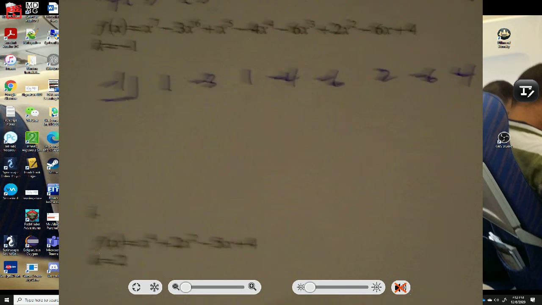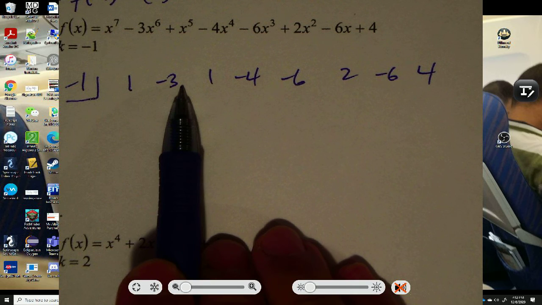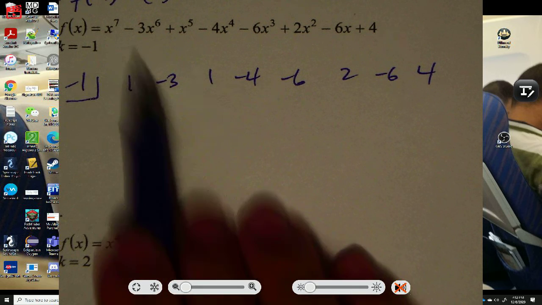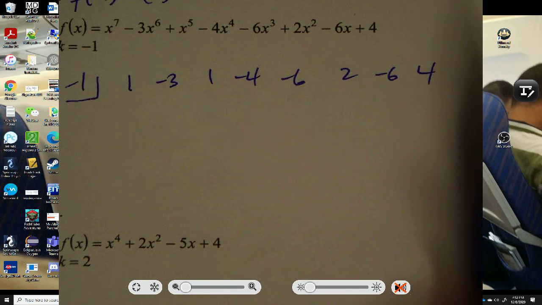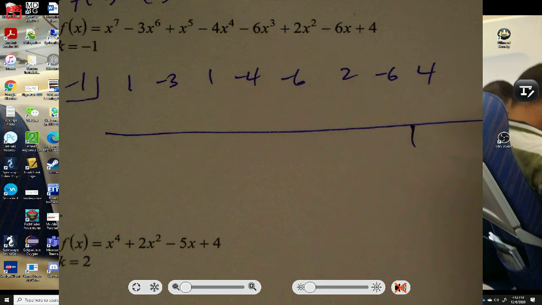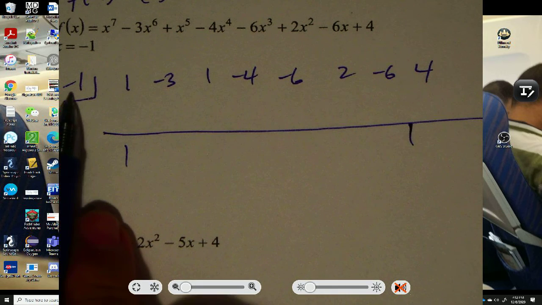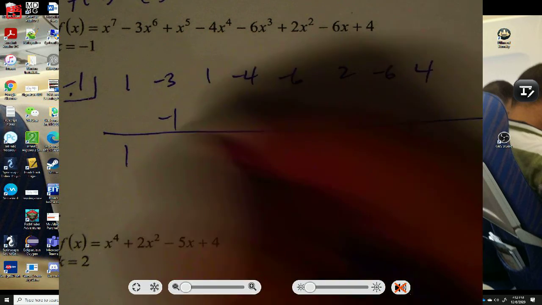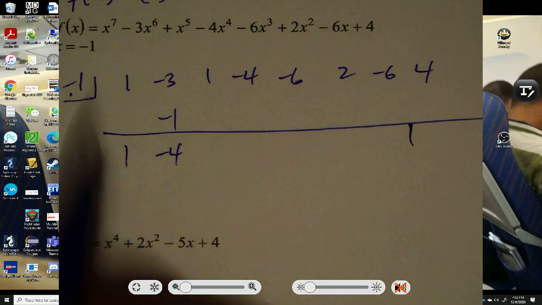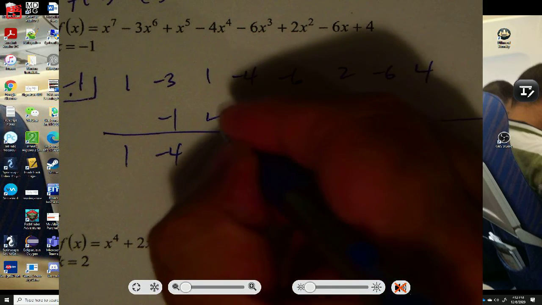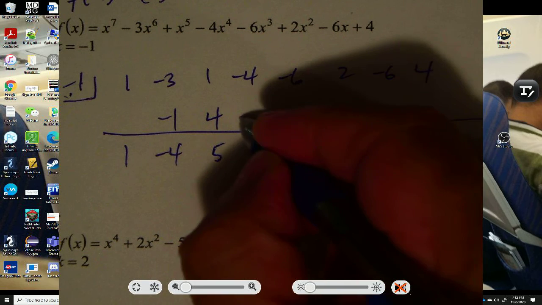Let me double check that I got the numbers correct, because if we remember, the most common error for these is actually copying it wrong. Okay, draw a line, draw a little cubby hole. Bring down the 1, multiply. Negative 1 times 1 is negative 1. Add, negative 3 plus negative 1 is negative 4. Negative 1 times negative 4 is positive 4. Add, that's 5. Negative 1 times 5 is negative 5.